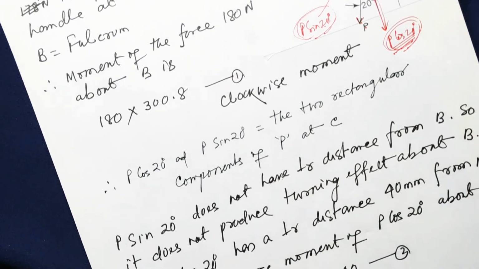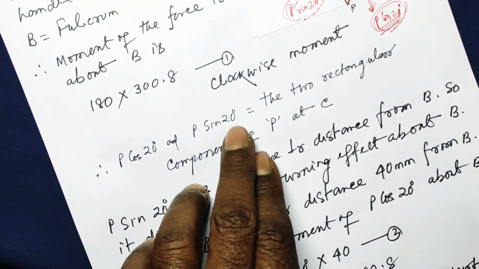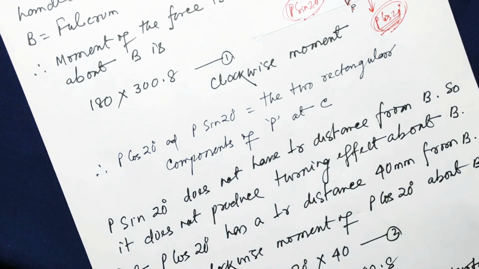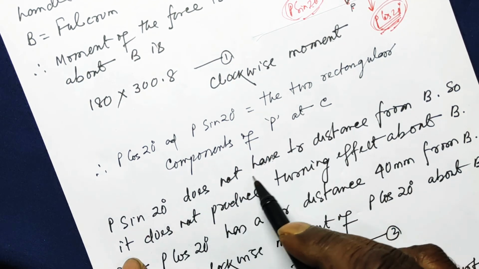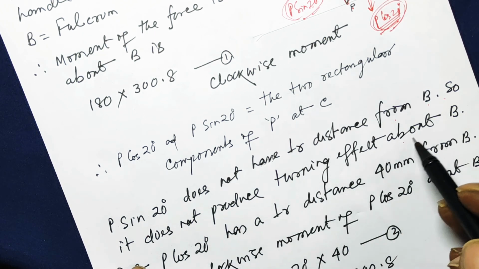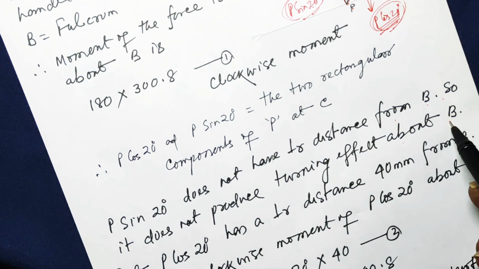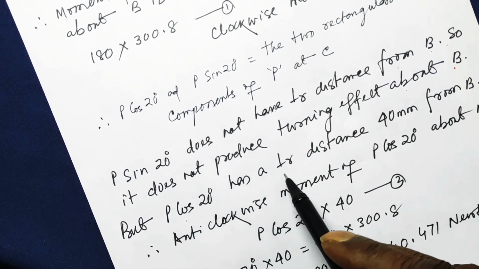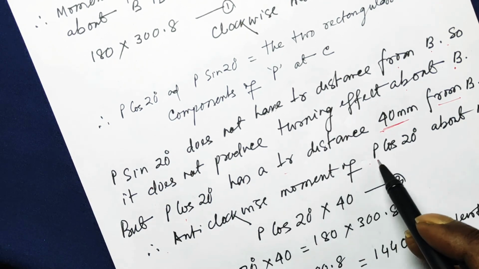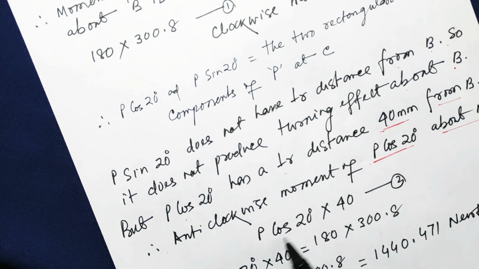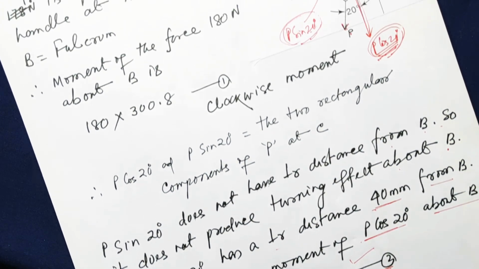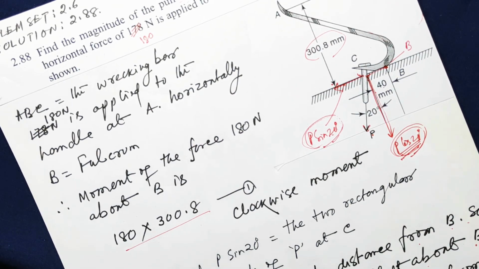So I have not rewritten. So P cos 20 and P sin 20 are the two rectangular components of P at the nail C. P sin 20 doesn't have a perpendicular distance from point B, so it does not produce a turning effect about point B. So we neglect that. But P cos 20 has a perpendicular distance of 40 mm from point B. Therefore, the anticlockwise moment of P cos 20 about point B is P cos 20 times 40. And this is anticlockwise, and the first one was clockwise.